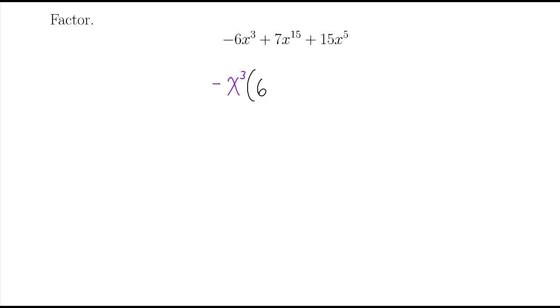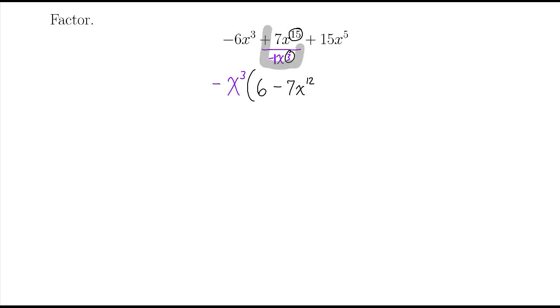If I divide you by negative x to the 3rd power, well, 7 divided by an understood negative 1 here would give me a negative 7. And then x to the 15th power divided by x to the 3rd power, subtract my exponents, 15 minus 3 is going to be 12, so x to the 12th power.